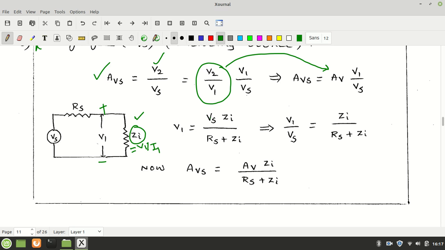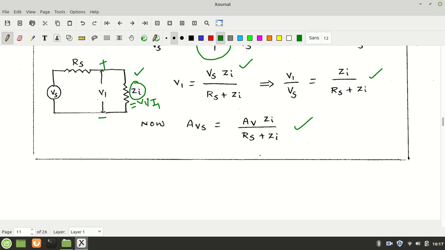So V1 is the total voltage Vs into Zi by Rs plus Zi. This is coming from the voltage divider circuit. From the series connection you can find this V1 voltage. Now V1 by Vs is this, and just put it down here. So AVS, the overall voltage gain which you will get from the circuit, is AV times Zi by this.